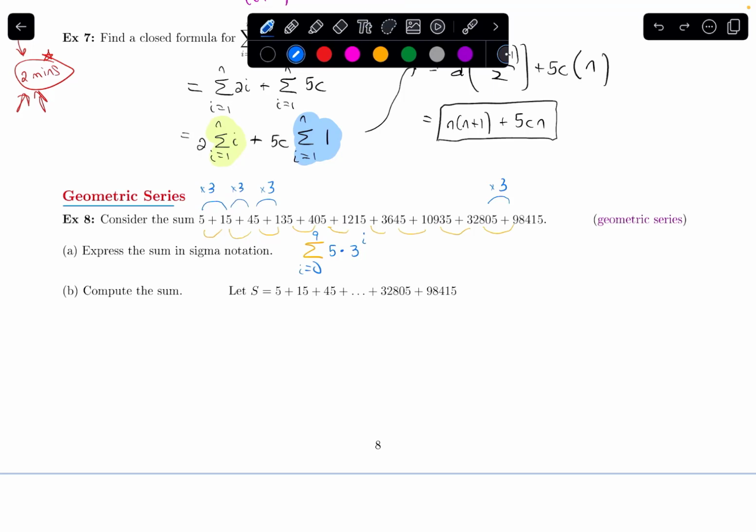Okay, so let's now compute the sum. There's a very famous proof for how we get the sum of a geometric series. In fact, it's one of my favorite proofs. So let's go over how it works. Noticing the fact that, to get from one term to the next, I always multiply by 3, let's just multiply both sides of this by 3.